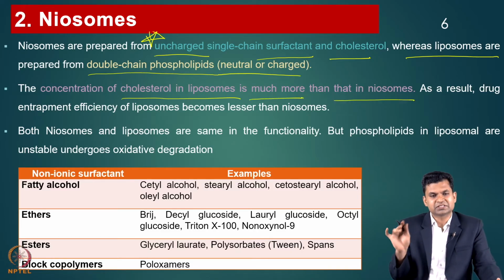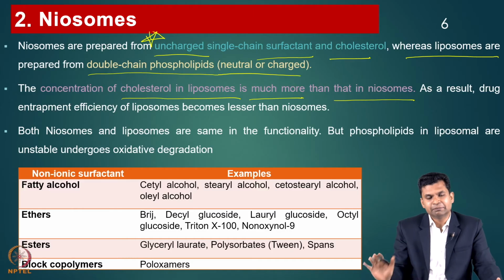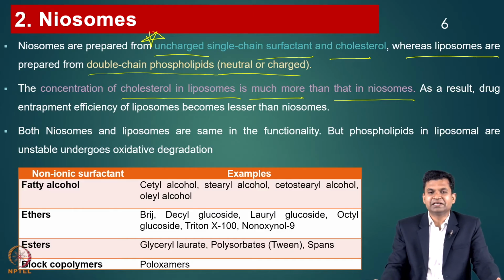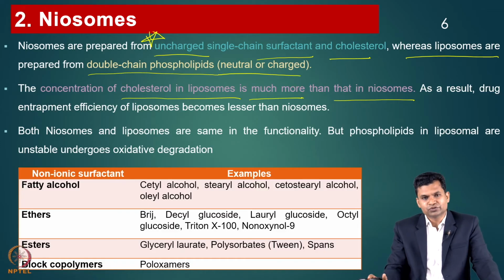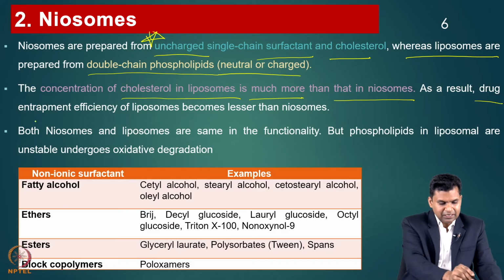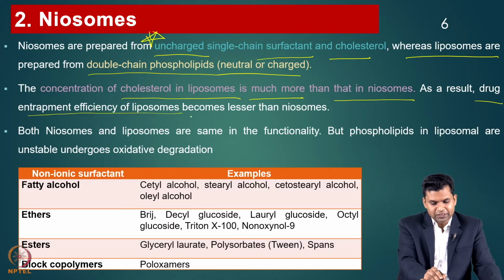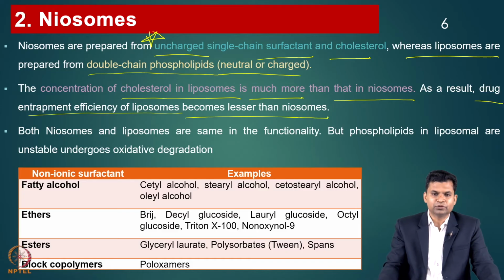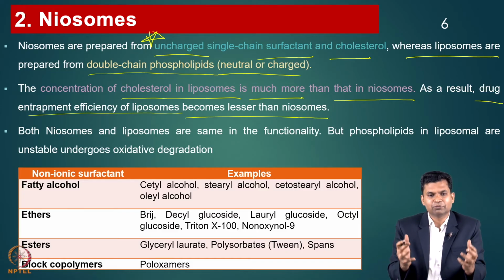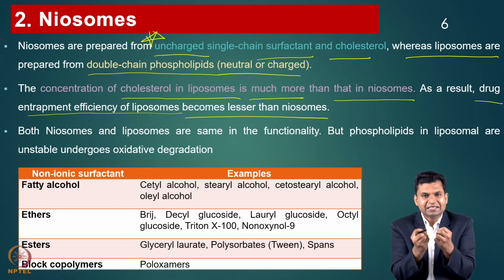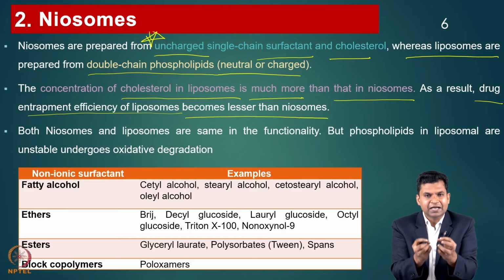Now, the concentration of cholesterol in the liposome is much more than in the niosomes, because we know that cholesterol has a property which will maintain the fluidity and the rigidity in the structure of the liposomes, and that will stabilize the formulation. Whereas in the niosomes, we use non-ionic surfactant, so it will not require much cholesterol. As a result, the drug entrapment efficiency of liposomes becomes lesser than the niosomes, because the high amount of cholesterol will hinder the encapsulation of your active molecule in the structure of the liposomes.